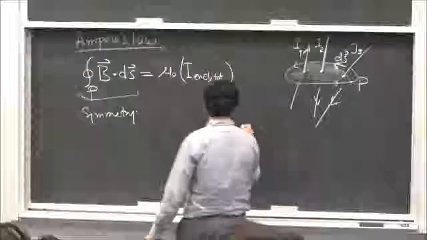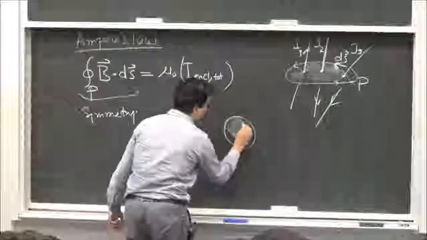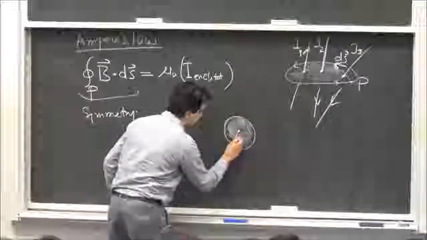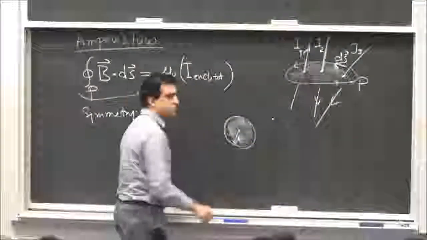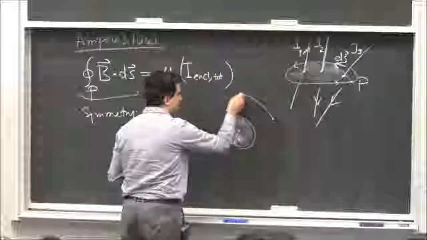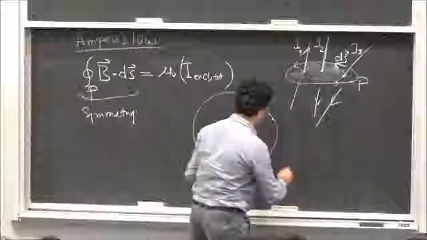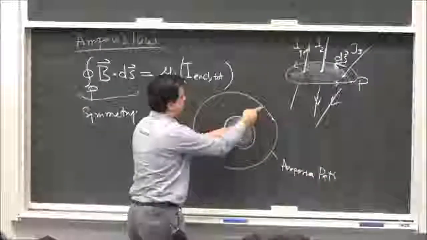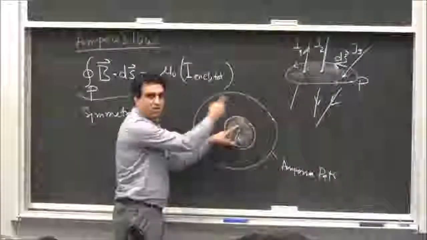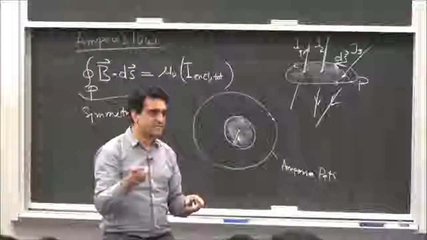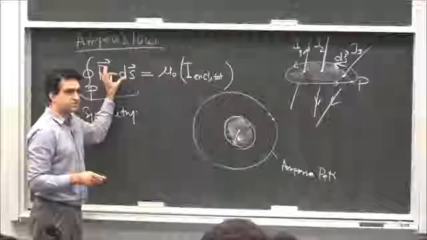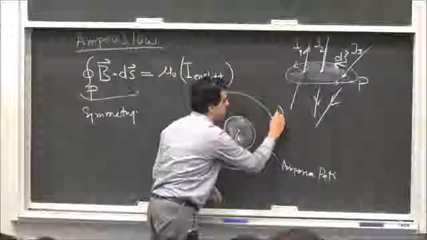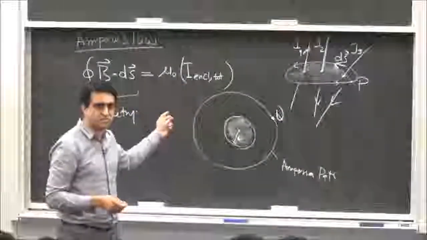For example, this morning we took a big wire of a certain radius r, and if you want to find the magnetic field at a certain point, then you choose your path P, which is called the Amperian path, in such a way that the magnetic field magnitude along the path is the same everywhere. And if that's the case, then you can use Ampere's law to find the magnetic field at the point Q at which you want to find it. This is what we did this morning.